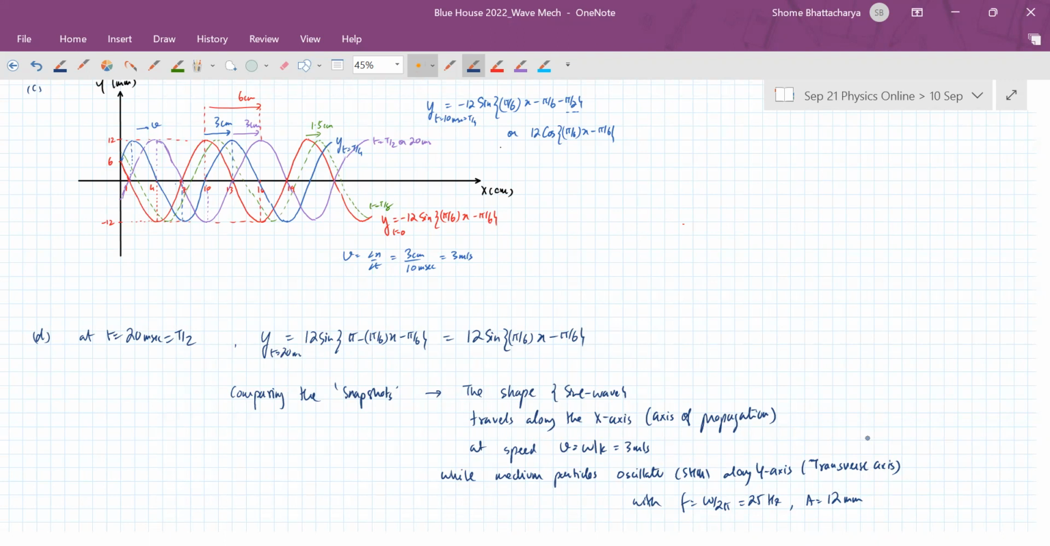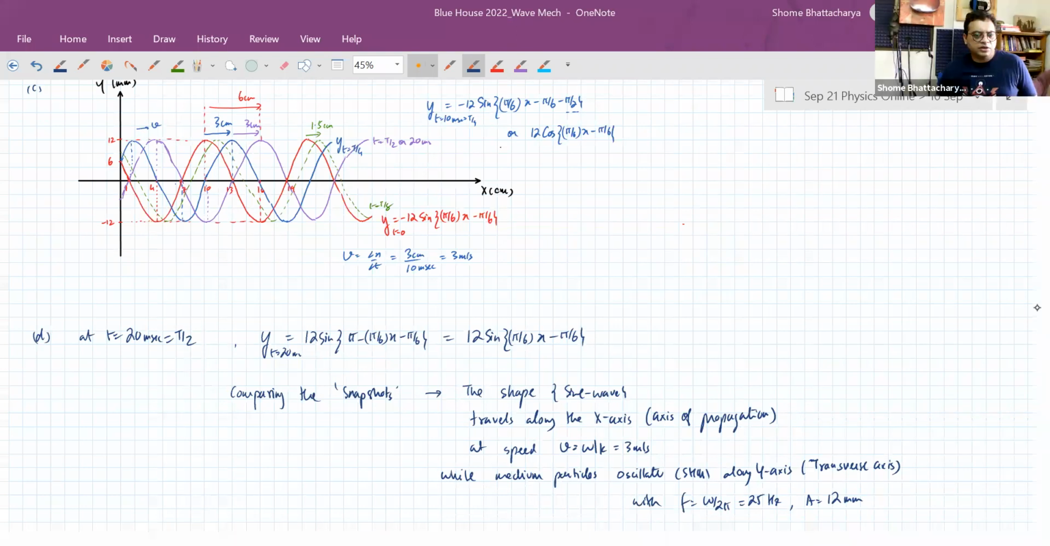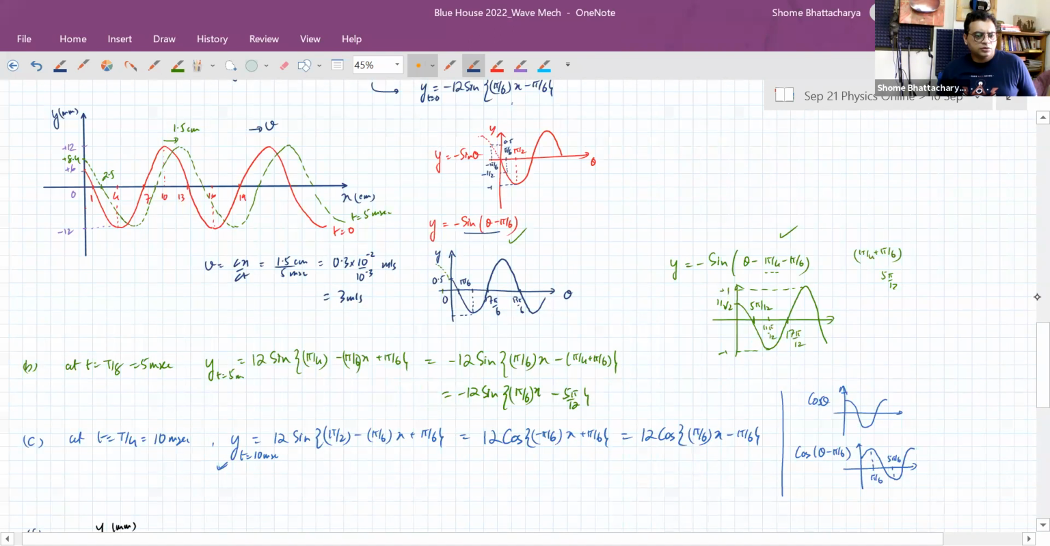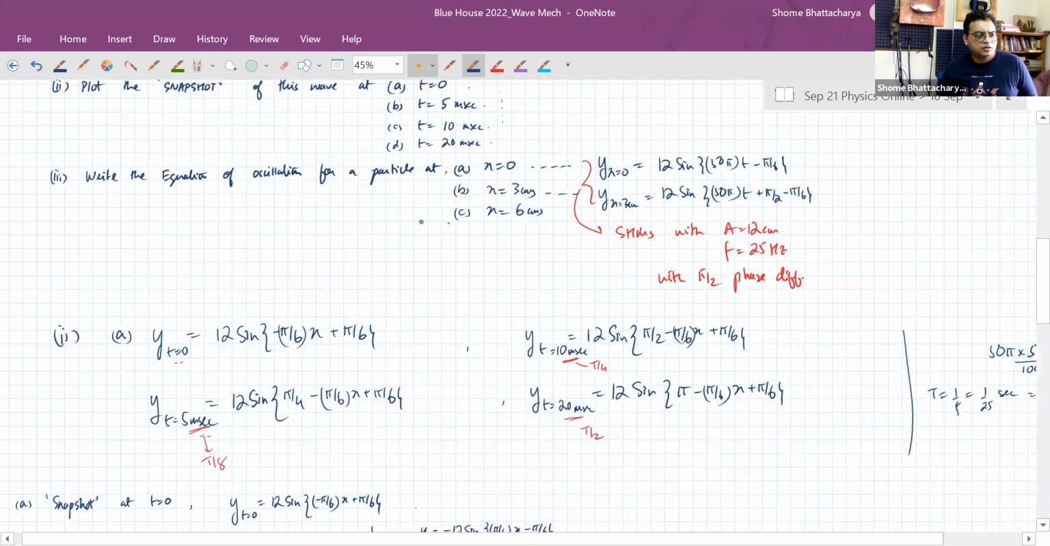Okay, so drawing these shapes becomes a little technical in terms of interpreting the graphs and drawing the exact sine curves and all, but hope you've understood the general idea from this. Now we come to the other part of the question. Okay, so we have seen the snapshots at various different times. Okay. Now we want to write the equations of oscillations for the particle at x equal to 0, 3 centimeters, etc. So let's look at this part of the question next.